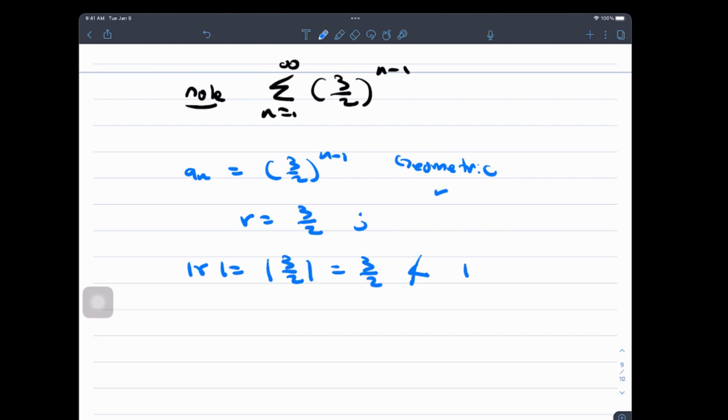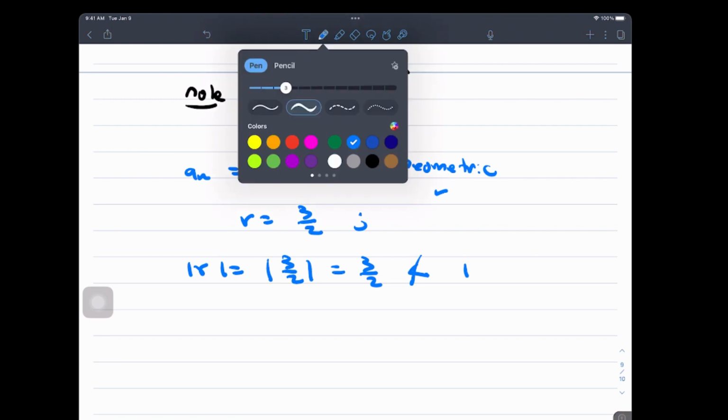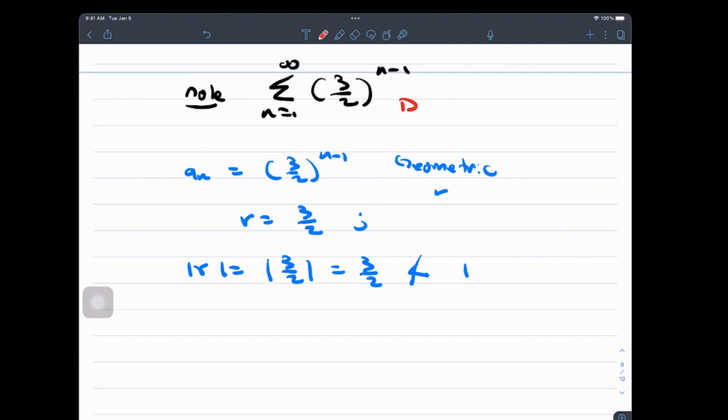So if you said, what do I do with this? What does that mean? Well, that means the series diverges. What it really means is the sequence of partial sums diverges. It means that you can't add up the values forever and have it be finite. It explodes. It gets too big. The sum is too big. It's not a finite number.